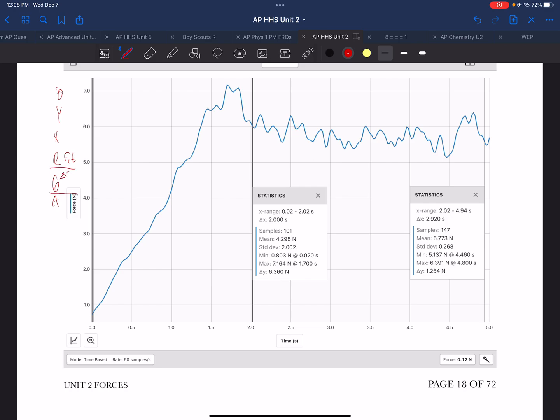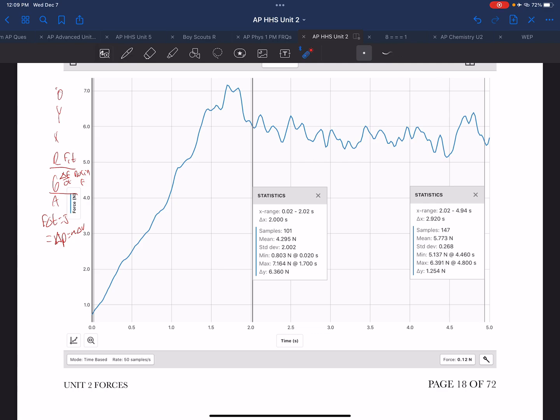The slope is delta F over delta T, or the rate of change in force. And the area, interestingly enough, is F delta T, which is the impulse, which we know is also equal to the change in momentum, which is M delta V. But in our study here, we're primarily focused on what's going on with the force.